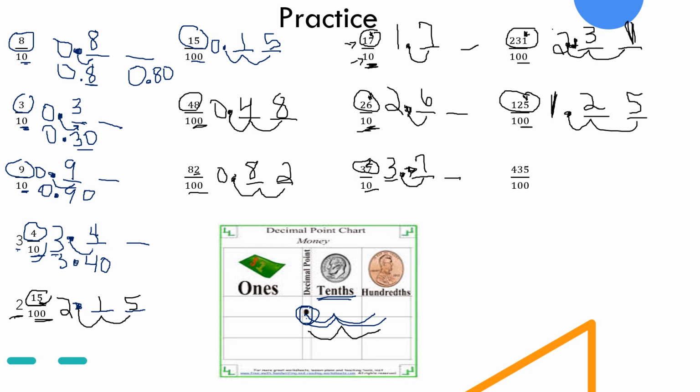How do we read it? 1, when you get to the decimal point, say and. Say the number that you see at the back, 25, and the last digit is sitting in the hundredths place. So 1 and 25 hundredths.